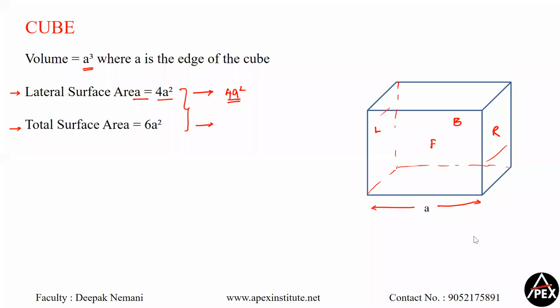Okay, so in that case we will be considering total surface area, and we will be covering all the 6 faces of the cube, so the area will be 6A square. So why did we divide it? Based on the necessity or need. Okay, that's the reason we have two surface areas for cube, cuboid and cylinder.